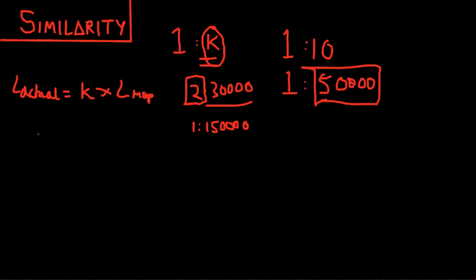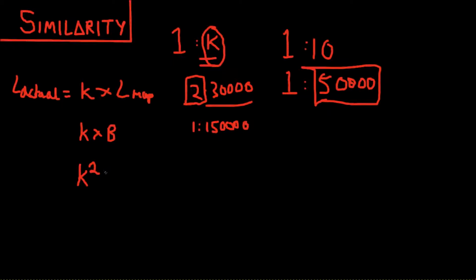Same you could say for breadth as well. If you want to find the actual breadth of the map, you just multiply the k by the breadth on the map. Now if you want to find area, you don't multiply k, but you multiply k square, and you multiply this by the area of the map.